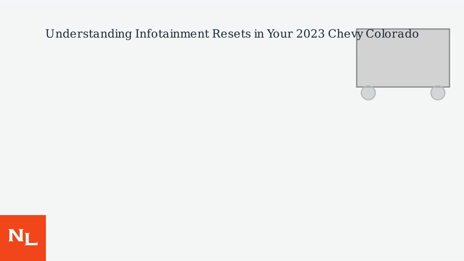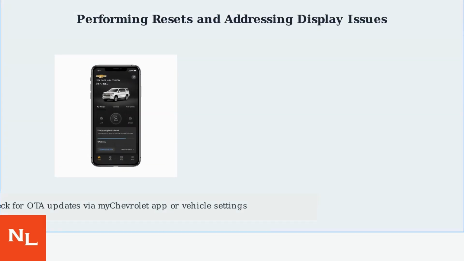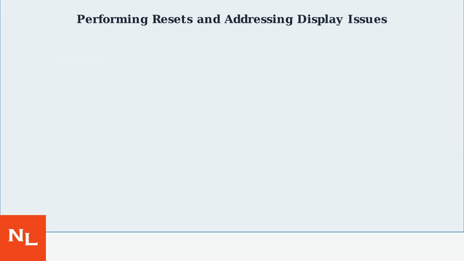paired devices. It should only be used for severe issues like persistent app failures or a black screen. Access it through Settings, System, Factory Reset, Reset. Before performing any reset, check for available over-the-air software updates via the Vehicle's Settings menu or the My Chevrolet app. GM has released numerous updates that resolve many common issues.